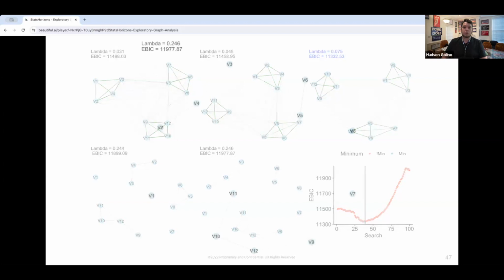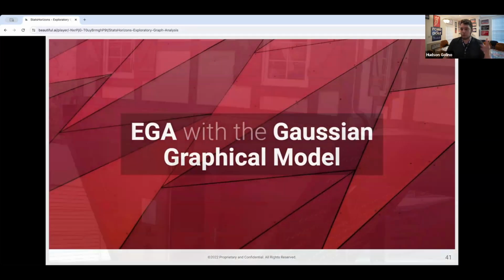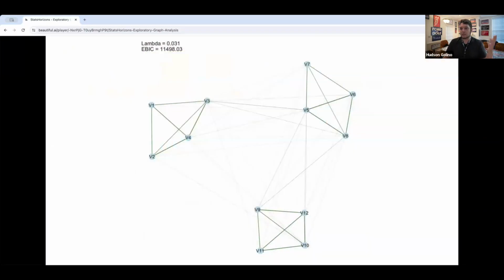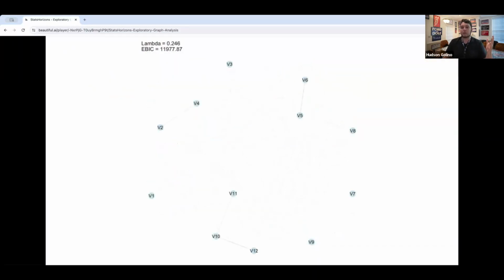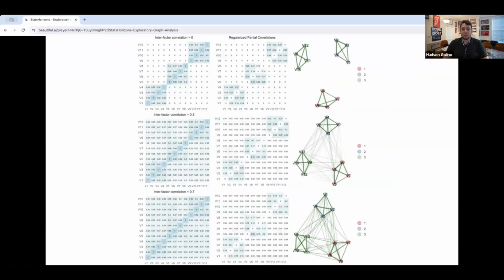So we go from a correlation matrix or a variance covariance matrix to a partial correlation matrix, fully connected, and then we shrink the values towards 0, and then we compute this fit index, and we see which level of sparsity is minimizing this fit index. So let's see one example here.